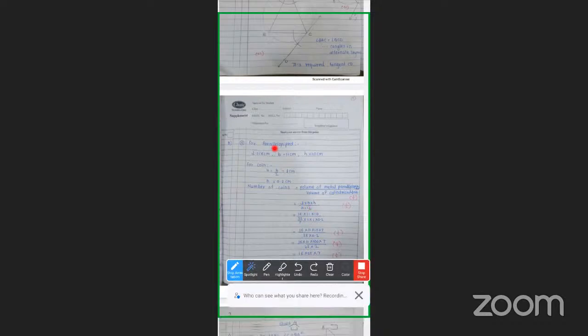See here, the parallelepiped is the shape of a cuboid. That is, what is the dimension? L, B and H. So L is 16 centimeters, B is 11 centimeters and H is 10 centimeters.